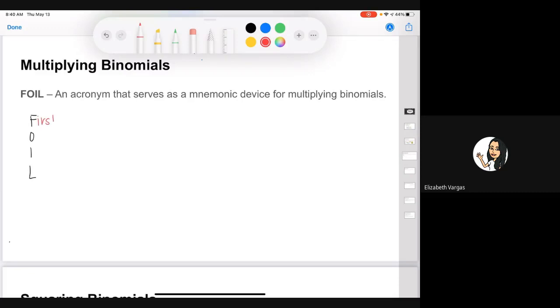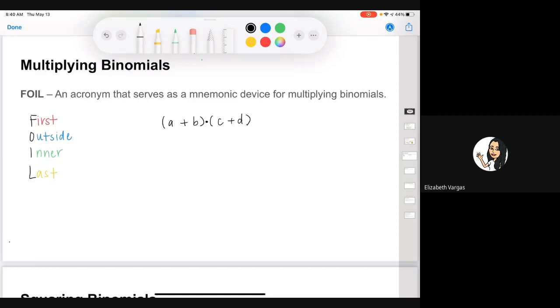It stands for first, outside or outer, inside or inner, and then last. So that's what FOIL stands for. What it basically means is, let's say I have this expression right here. This expression is me multiplying two polynomials together. So I'm multiplying those two equations together.